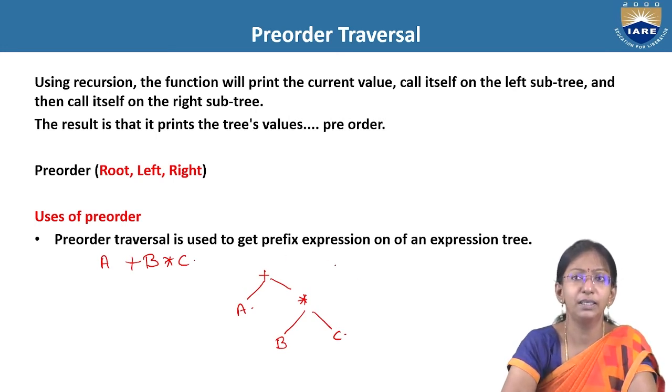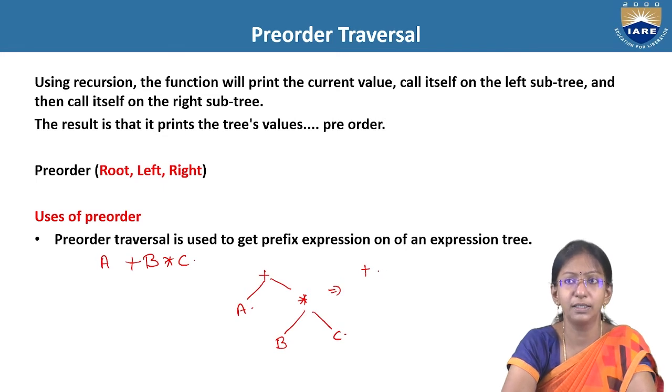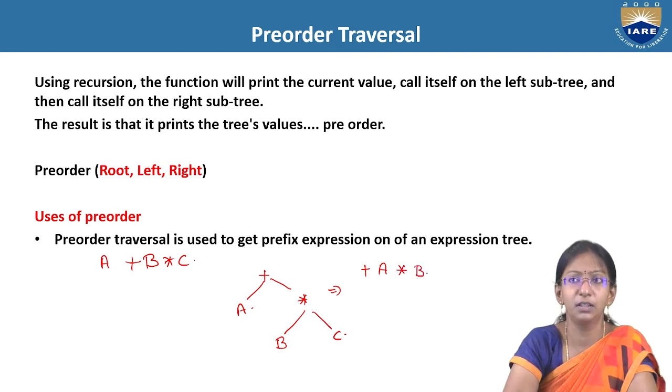So we have to write a prefix of the same. The prefix of this tree will be plus, right? So first the root, then the left operand followed by the right operand. When you come to the right subtree, again it goes with the same funda. First root, then left, then right.